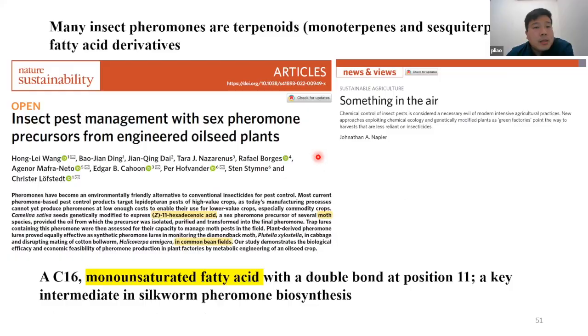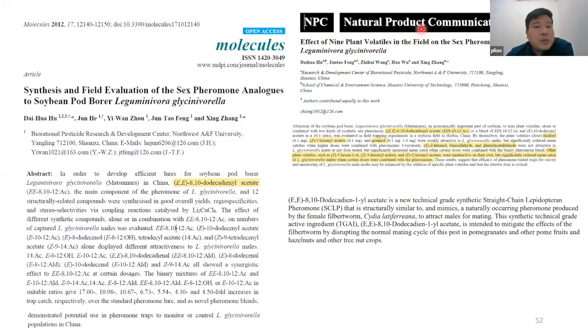So this is a fatty acid related pheromone. I think many insect pheromones are terpenes, including monoterpenes and sesquiterpenes. For example, I also found some papers where they tested some of the sex pheromones on the soybean pod borer. I think this is also related to this part. But one thing we should keep in mind is that the pod borer is only one of the insects.